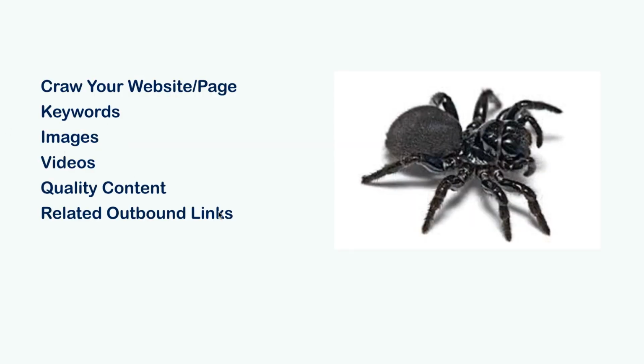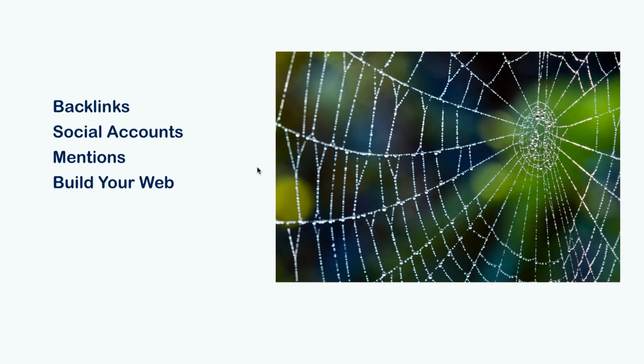So number one, think of Google as a spider. And the first thing it sees is your web pages, your keywords, your images, your videos, your quality of content, and related outbound links. Next, it goes and crawls your specific spider web online. It crawls backlinks that you have. It crawls social accounts, mentions you have online.